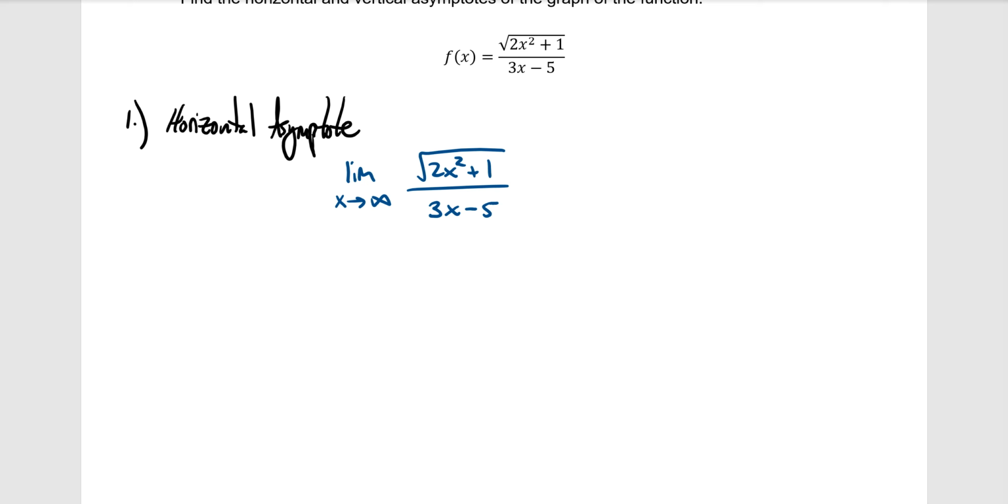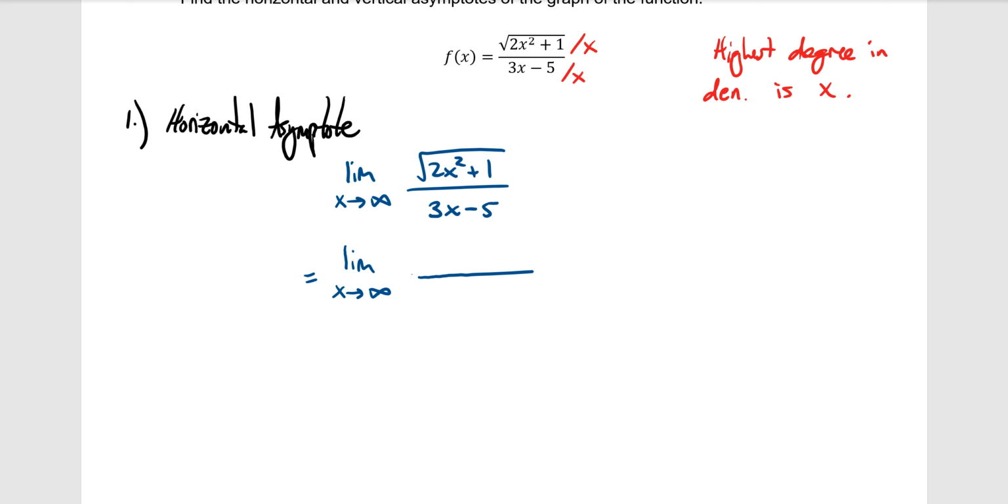We have to divide everything in the numerator and denominator by the highest degree in the denominator. It's pretty obvious that the highest degree in the denominator is just x. So when we're dividing by x, the denominator is pretty simple, right? Because we have 3x over x, which is 3, minus 5 over x.